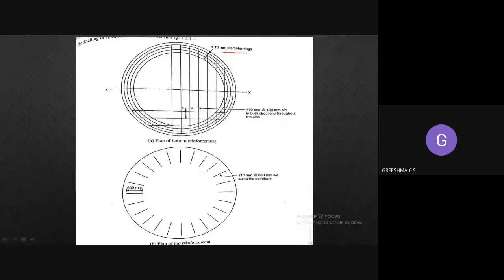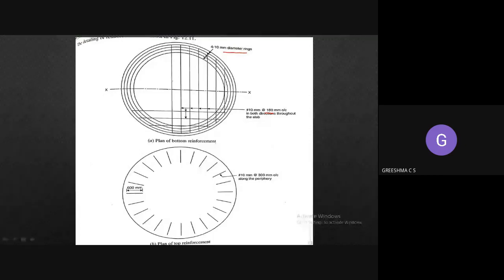And this is the central reinforcement. The central reinforcement that you are providing as a mesh is 10 diameter at 180 mm center to center in both directions, horizontal and vertical. At the center portion, you are providing reinforcement as a mesh. That also you can see here.